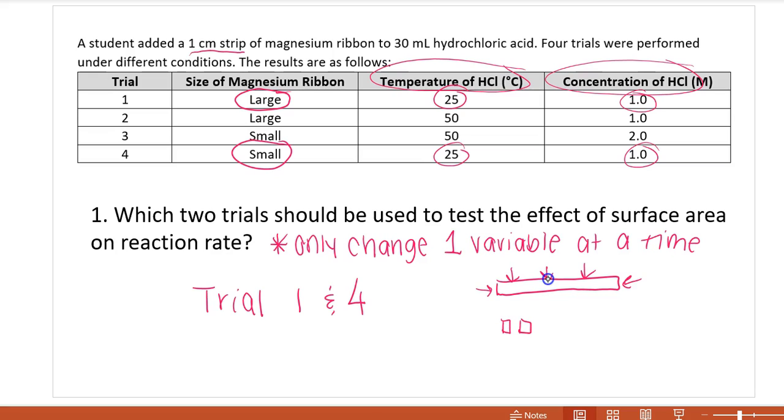So if we were to take that 1 centimeter strip of magnesium ribbon and cut it up into a bunch of little pieces, now you're exposing a lot more surface area. The more surface area you have exposed, the more collisions you can have. The more collisions you have, the faster the reaction's going to go. But again, the key is to only change one variable at a time. If we want to test surface area, the only variable that should change is the surface area. Temperature should stay the same. Concentration should stay the same.